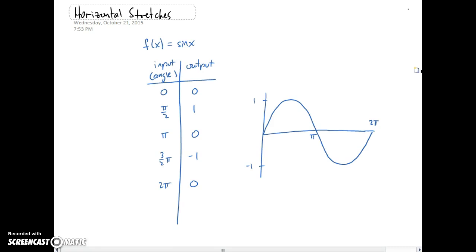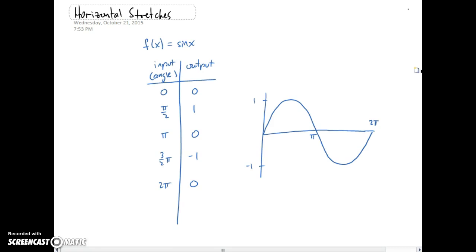Moving on to horizontal stretches, this one may take a little bit more thinking because we're not used to looking at horizontal stretches quite as much. Most of the graphs we've looked at up to this point and into algebra, we've only looked at vertical stretches. So here we've got to look at horizontal stretches a little bit more.